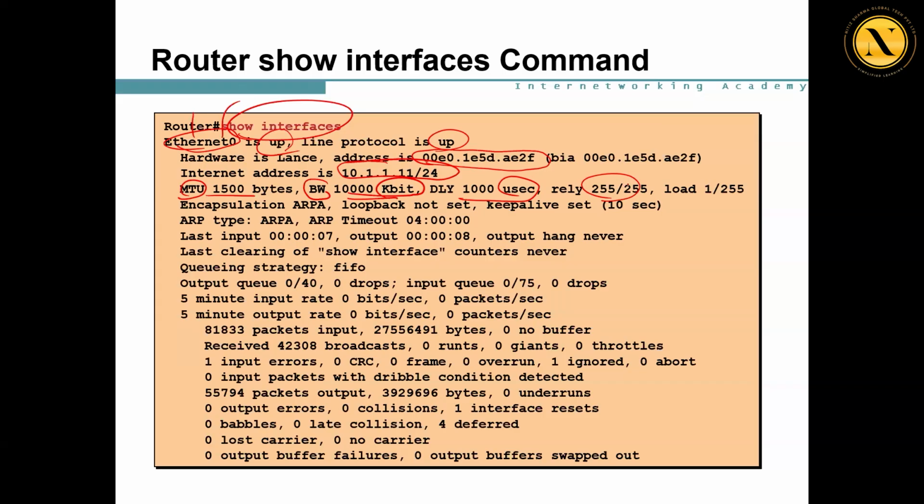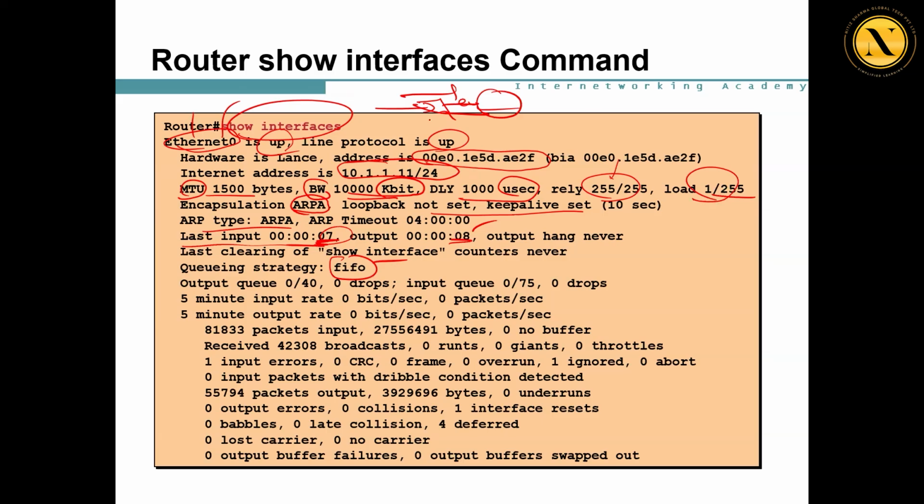Reliability is again 255 out of 255, a value that comes from the factory only. We don't have to do anything. Load is again a value coming from the factory. Cisco calls Ethernet ARPA, and we don't have to worry about all these things. Last input 7: on the router's Ethernet port, something had come in 7 seconds ago. Output was 8 seconds: something was sent out 8 seconds ago. Don't worry, we don't have to do anything. Queuing strategy is FIFO. So any packet that comes in on Ethernet 0 through the switch, the first packet will be sent out first. We know this: first in, first out.